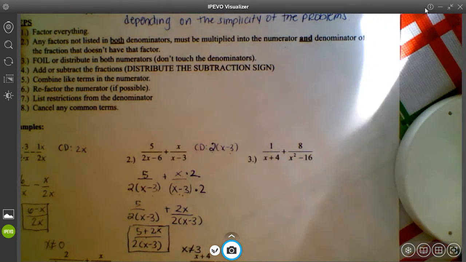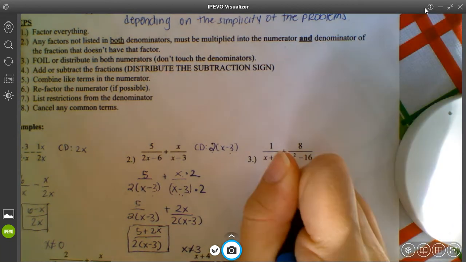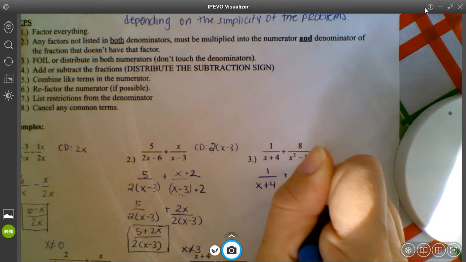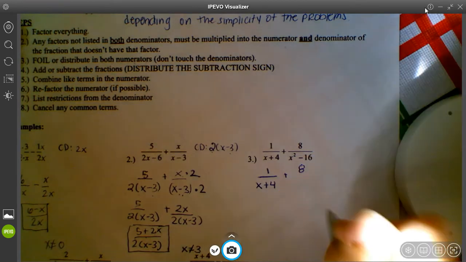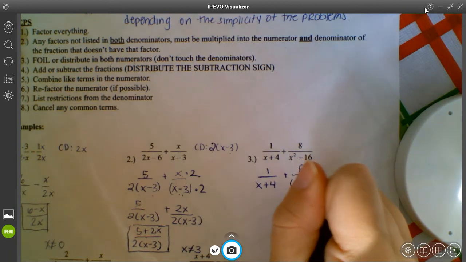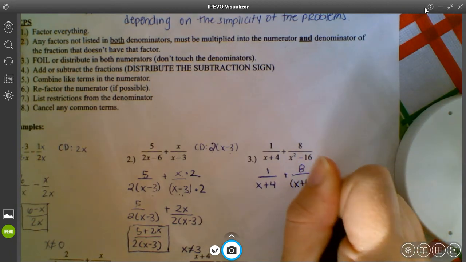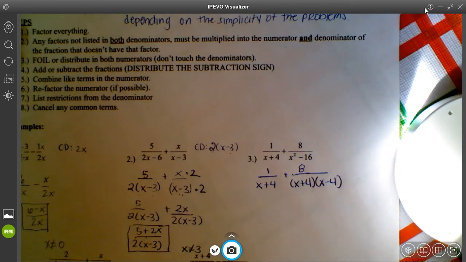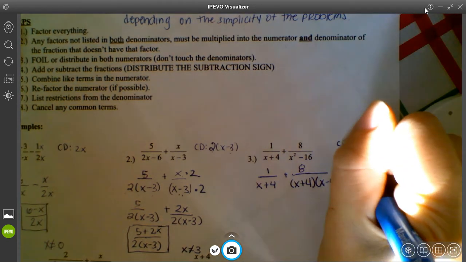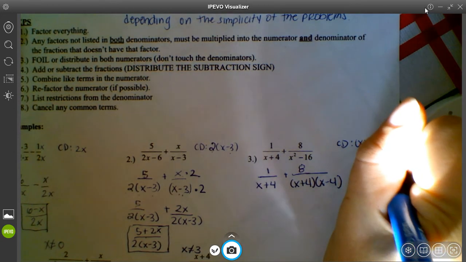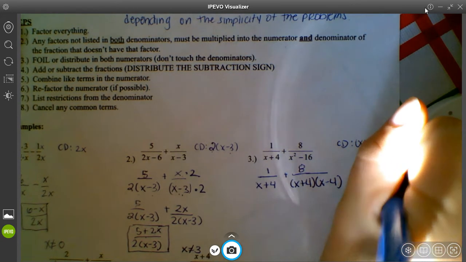So the first one for number 3 is factor everything. Can't factor 1, can't factor x plus 4. Can't factor 8, can factor x squared minus 16. That's an x plus 4, x minus 4. It's a difference of perfect squares. So what is my common denominator here? My common denominator is x plus 4, x minus 4.